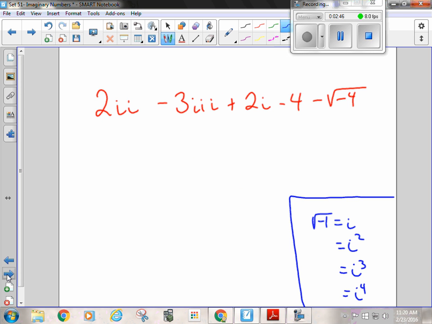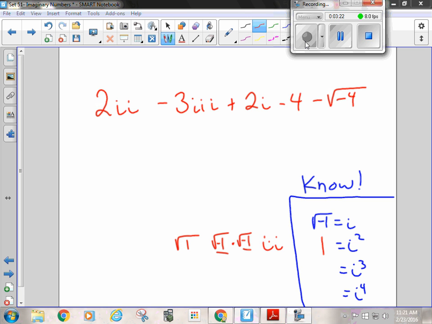Sometimes we'll see multiple i's in our problem. So let's talk about this. You need to know this, okay? Memorize it, it's super easy. If we have i, that's the square root of -1. i squared is the same thing as i times i. That's the same thing as square root of -1 times square root of -1. So when we multiply those, we multiply our -1's, and we end up with square root of 1, and square root of 1 is just going to give us 1.